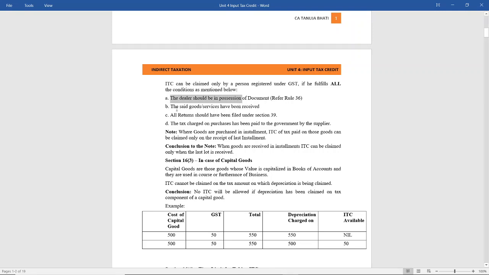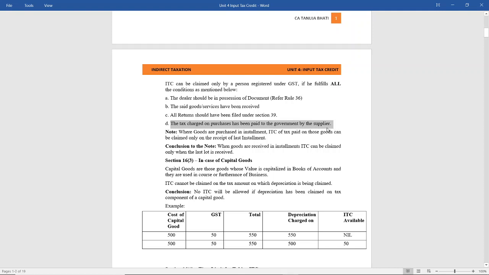After that, the said goods and services should have been received. Whatever I have purchased, I should receive that. Or even if I want to take some services, I should have received those services. All my returns should be filed under section 39, and the tax charged on the purchases has been paid to the government by the supplier.